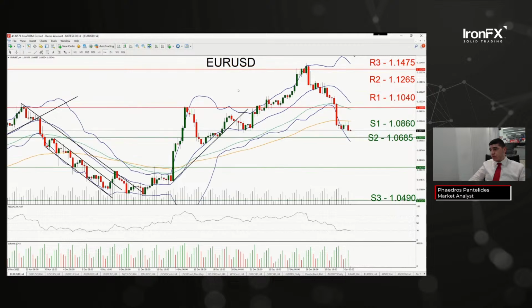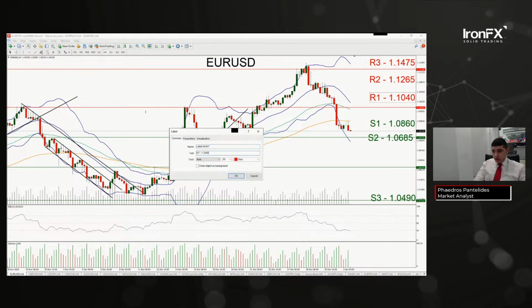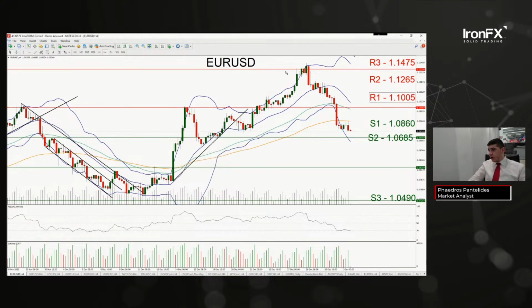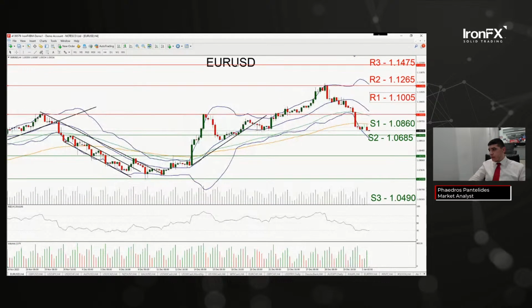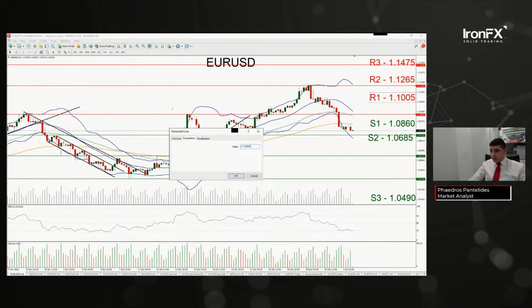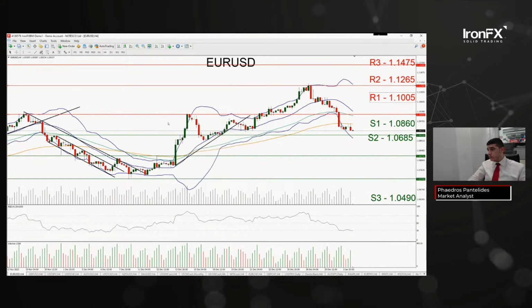Moreover, it has broken below our R1 line, which has now turned to support, which is 1.1040. If I'm mistaken, excuse me, 1.1005. That would be R1. And then for R2, I take this previous high with the Bollinger Band properties, the 1.1130. That would be R2.